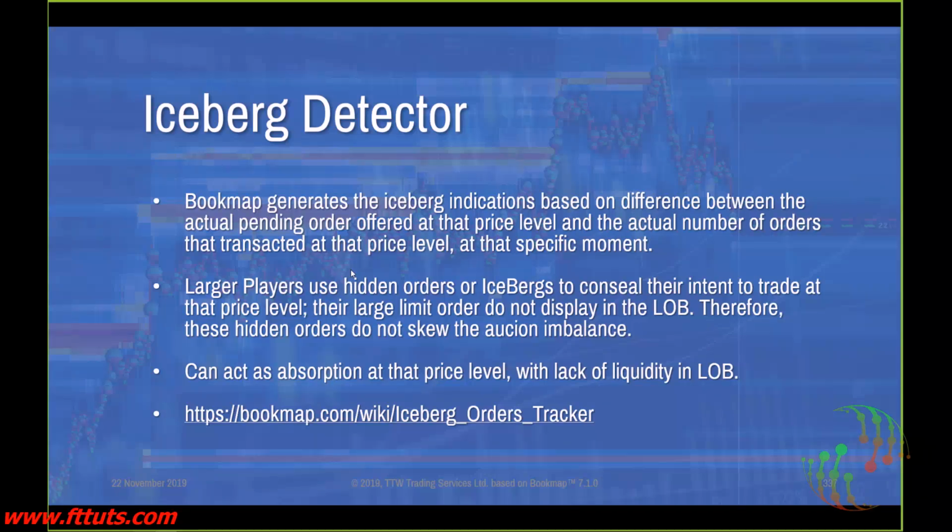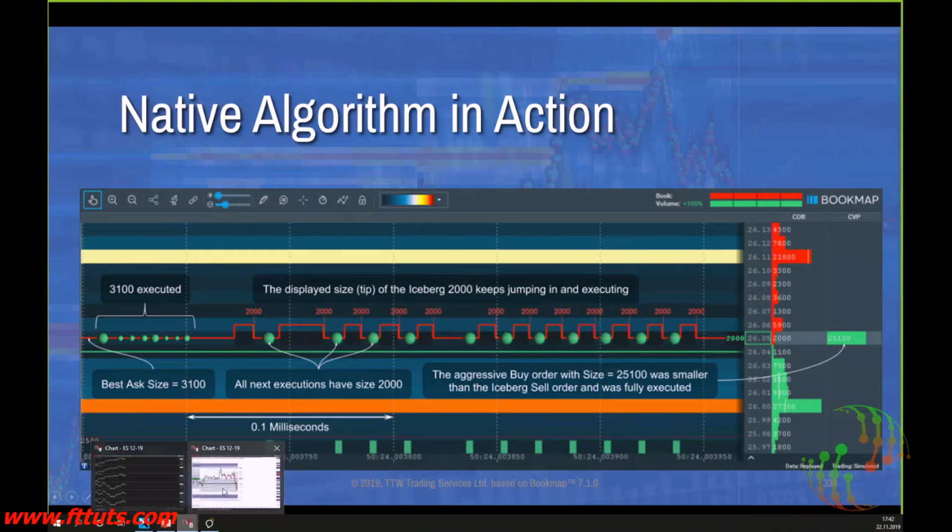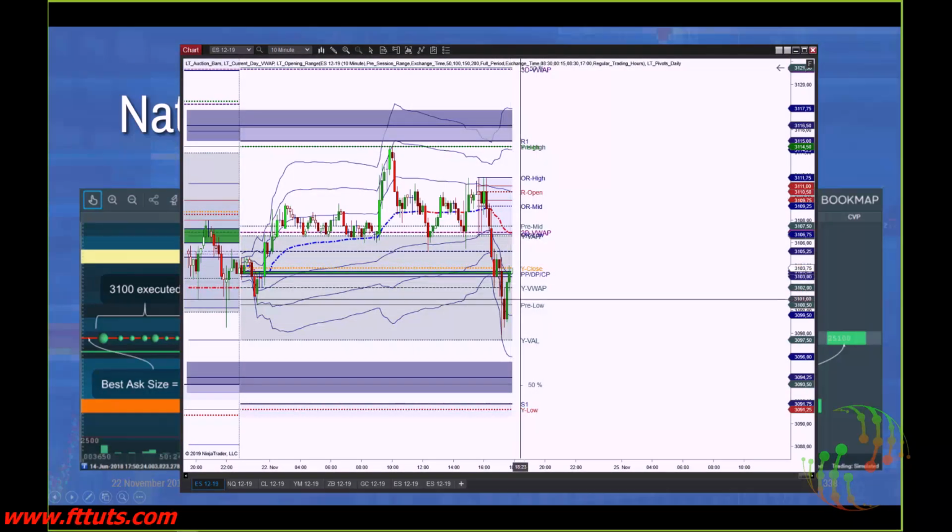Absolutely important to know. We should keep this always in our mind. They can act as absorption at that price level with a lack of liquidity in the limit order book. So you see that. You see they are hitting constantly the price. This is hidden. You can't see that on any of those or similar charts. It's impossible.